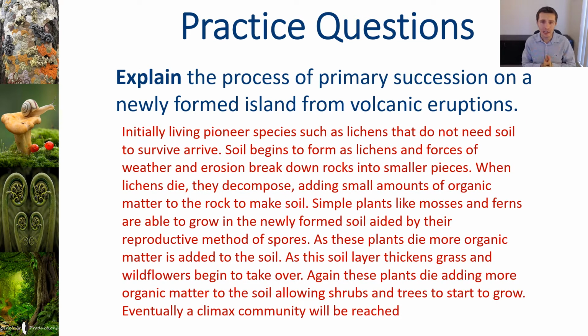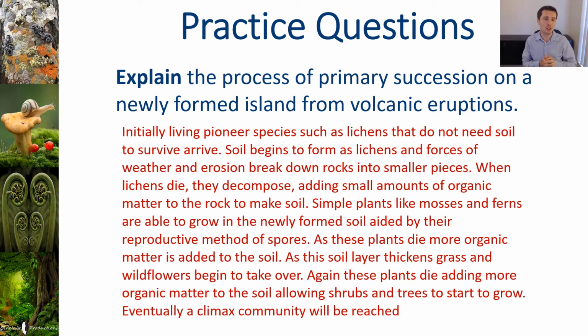So the answer to this, and I'll go through how I'd be giving some marks. So initially, living pioneer species such as lichen that do not need soil to survive arrive. Now I'll give you 1 mark for acknowledging pioneer species. That's a key idea when explaining the stages of succession, and that was set out in the last learning goal that we did before on the other video, which showed that you need to understand this idea of pioneer species. So soil then begins to form as lichens and forces of weather and erosion break down the rocks into smaller pieces. When lichens die, they decompose, adding small amounts of organic matter to the rock to make soil. I'll give you 1 mark for acknowledging this process of making the soil.